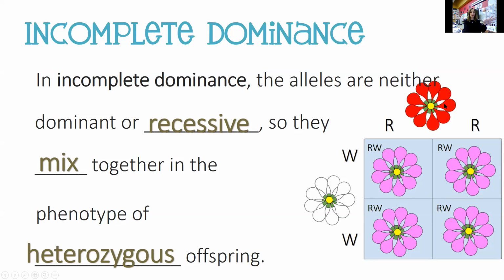So our picture here is we have a red flower with RR, and we have a white flower with WW. And if we mix them together, we get pink flowers that have RW as their genotype. So again, we would have two dominant alleles here, we'd have two dominant alleles here, but when they are inherited together in the heterozygous genotype, they're expressed as pink. They're expressed as an equal blend of the two.